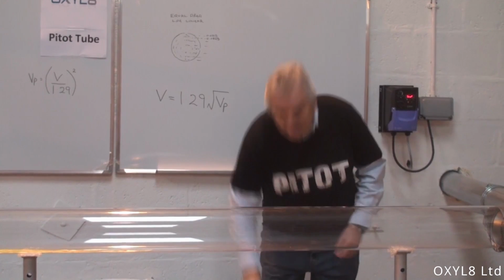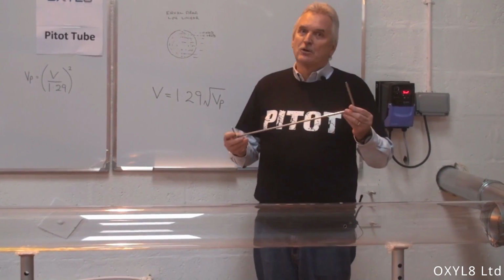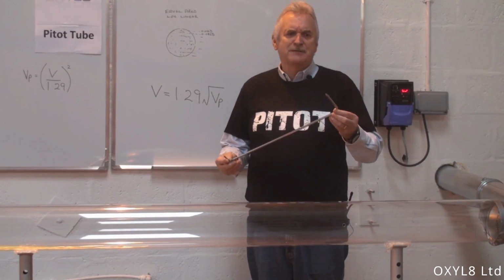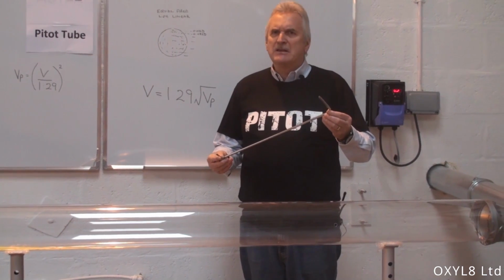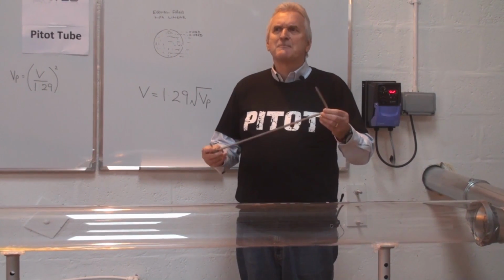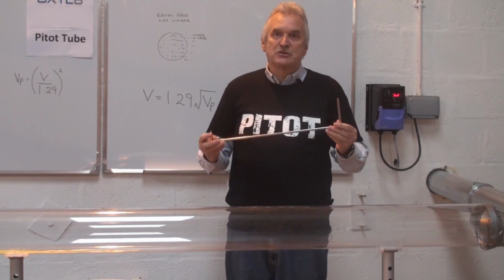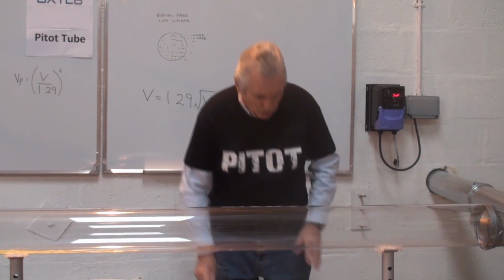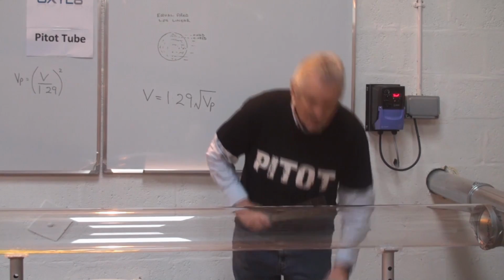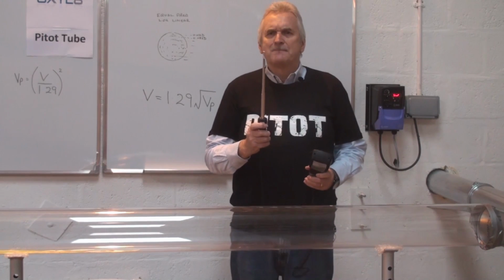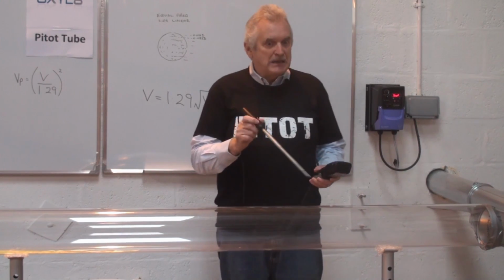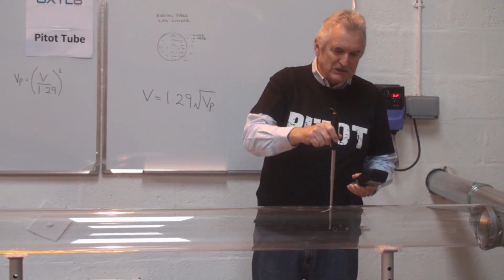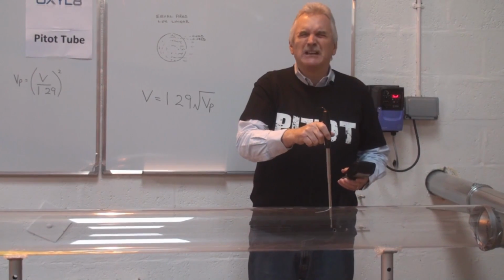Pitot tubes have been around for a very long time. They've been used in aircraft and various other applications, including steam boilers. It is the instrument of choice. I know some of you will use a hot wire anemometer. And if you work for me and you put a hot wire anemometer into the duct, I'll break your fingers.